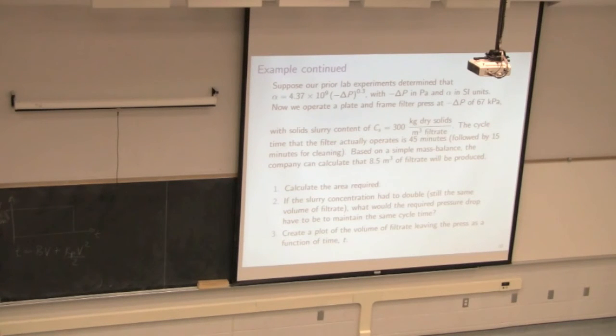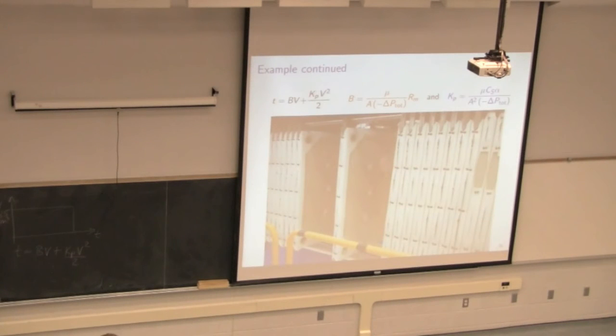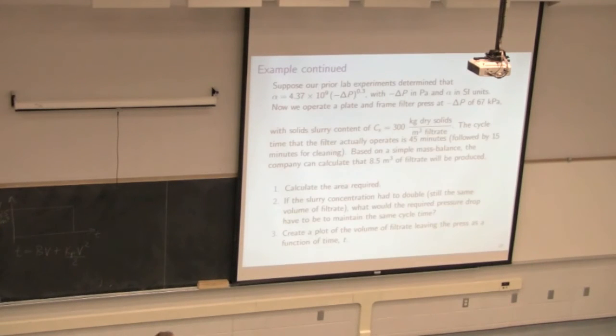There's only one thing though, when we wish to purchase a plate and frame press, we need to determine how many of these plates and frames to buy. That's going to determine the length of this unit. So each frame and plate, let's say for example, is 1 meter squared. That's roughly the size of this unit here in the diagram. How many of those plates do we need to purchase? In other words, what is the total area we need? That's our question we're trying to answer.